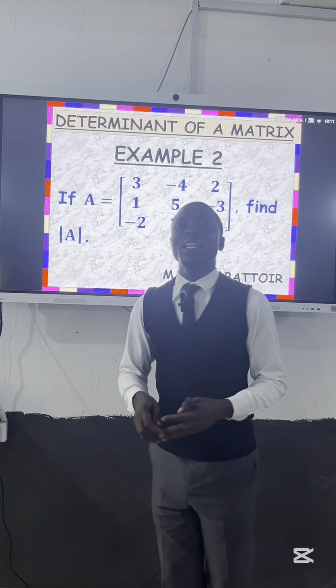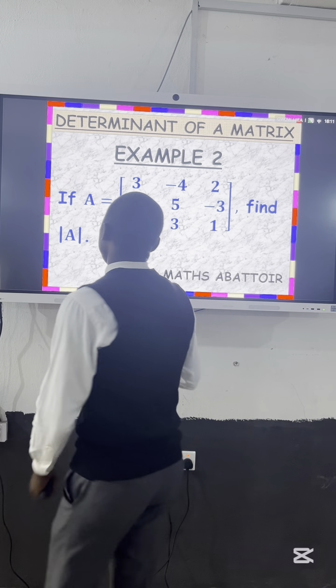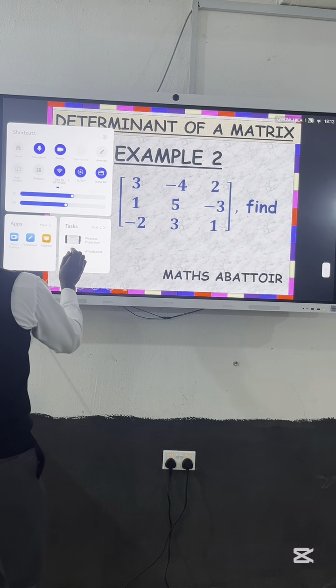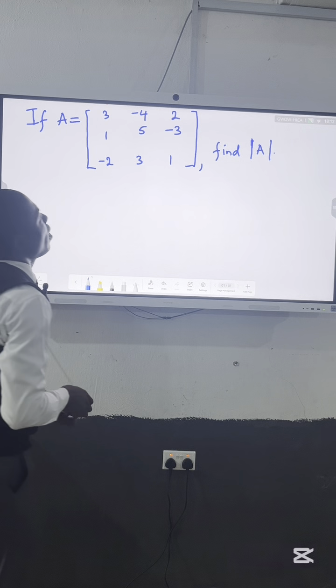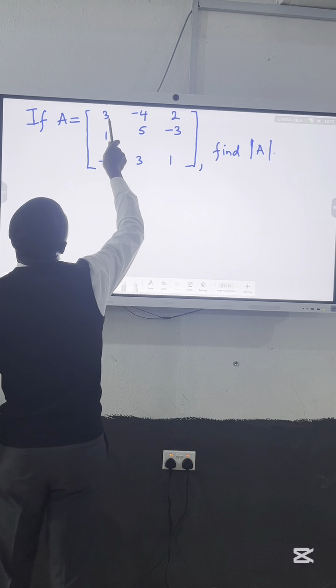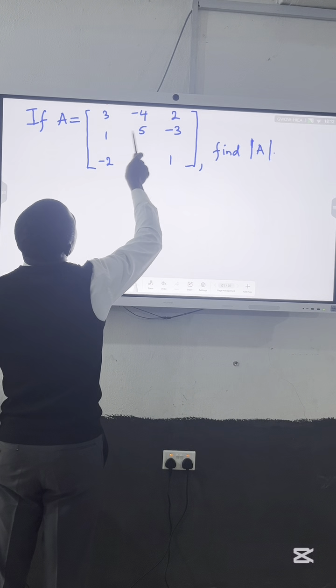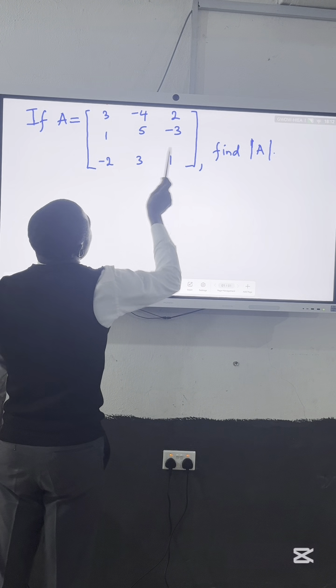Today we want to learn how to find the determinant of a 3 by 3 matrix. Okay, let's start. See the question. If matrix A is defined as row 1: 3, minus 4, 2; row 2: 1, 5, minus 3; row 3: minus 2, 3, and 1.